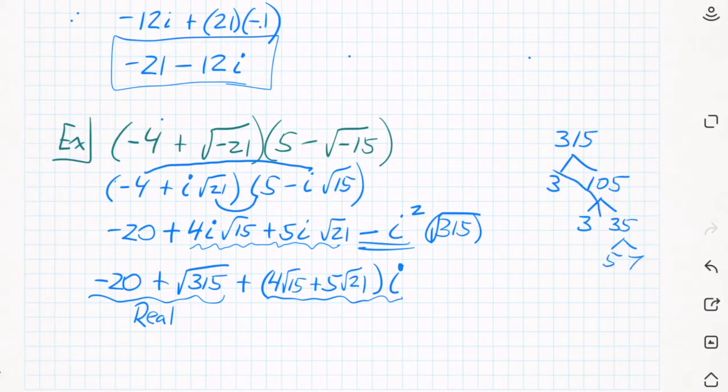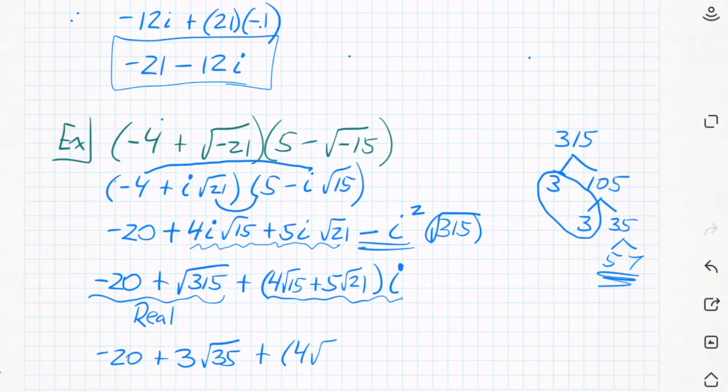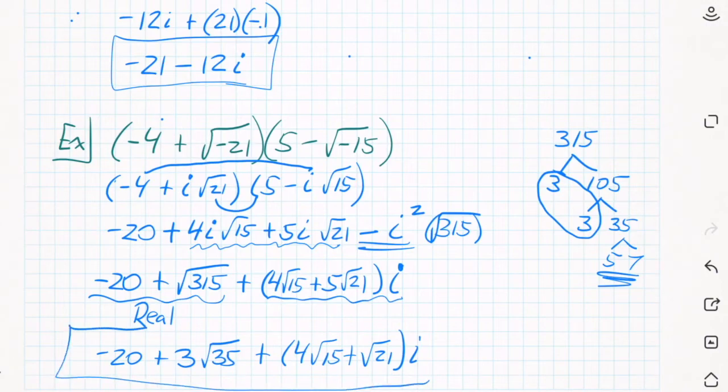So I can pull out a 3. So this becomes negative 20 plus pull out the 3, leave behind that 5 times 7, better known as 35. And there's my real part, plus, and there's nothing I can do with the rest of it. And there would be the product of those two complex numbers. Not pretty.